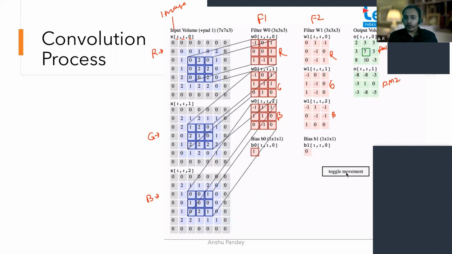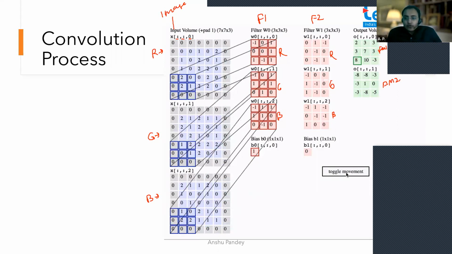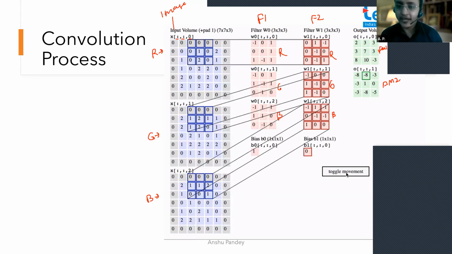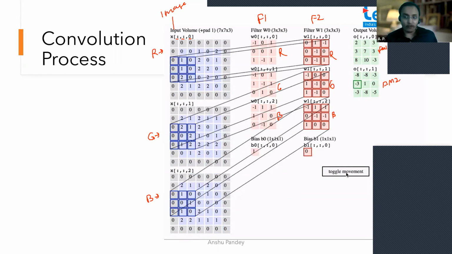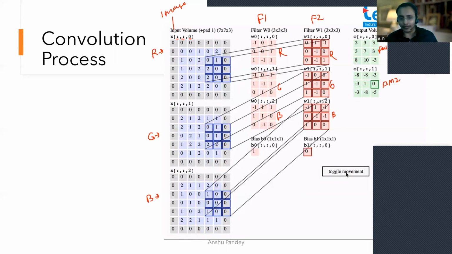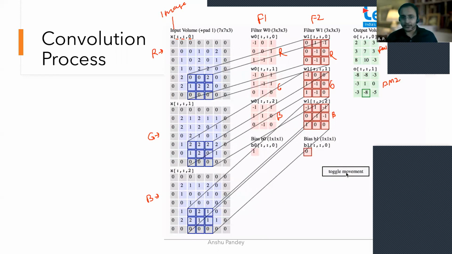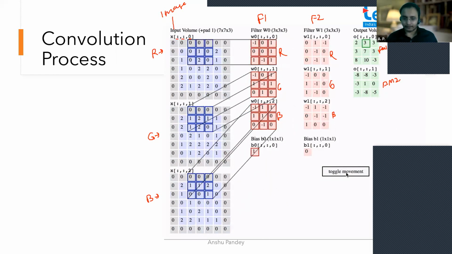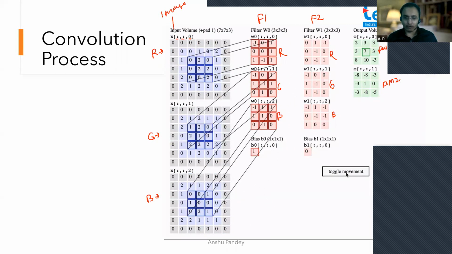Right. So filters simply scroll through the whole image and calculate a feature map, which shows the mapping of the filter on that particular image. So this is the process of convolution. Are we good with the process of convolution, everyone?